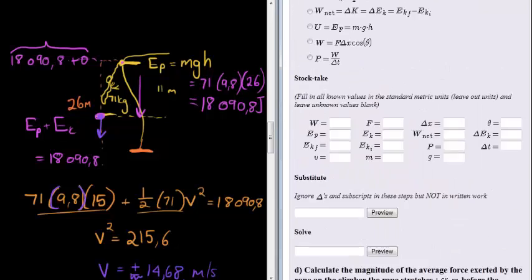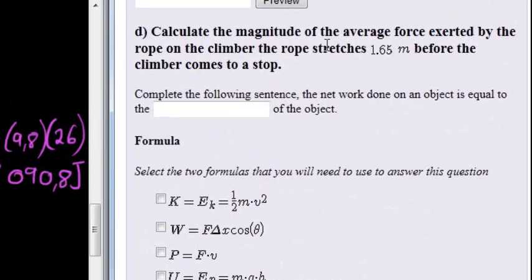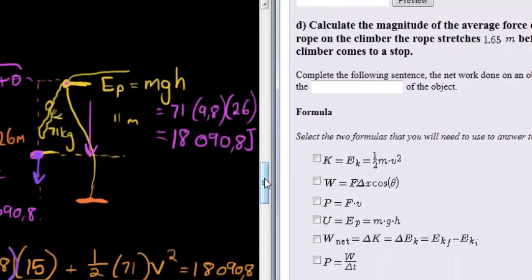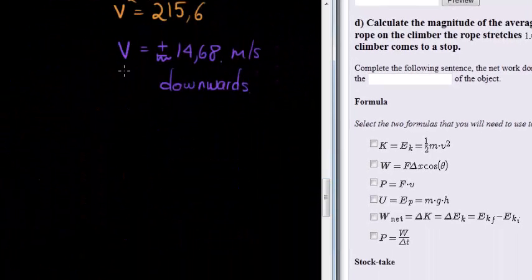The next question asks us, calculate the magnitude of the average force exerted by the rope on the climber if the rope stretches 1.65 meters before the climber comes to a stop. So this downwards velocity, he doesn't want to continue with that velocity because then he's going to hit the ground. So this is his initial velocity when the rope starts exerting a force. I hope you get that. Now his future velocity when the rope starts exerting a force, that future velocity we want to be zero.